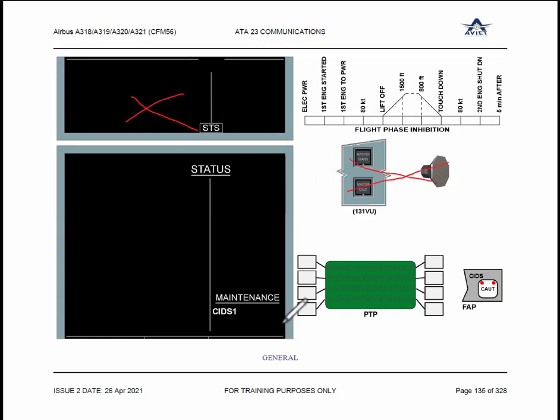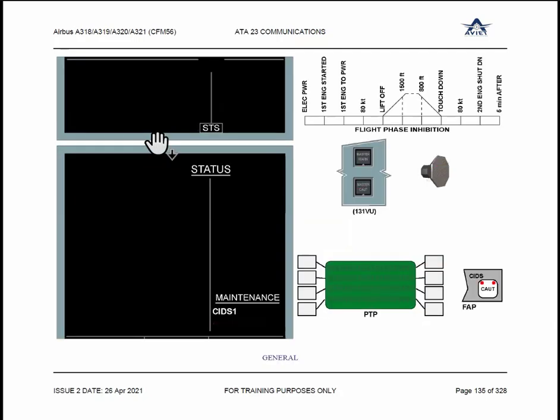There is no ECAM page. Only the message is here. On the PTP, you will not get anything in flight. You will get only the FAP SIDS question message. This you will get, so the cabin crew will be aware that there is a failure in the FAP. Let's see what the other failures are.